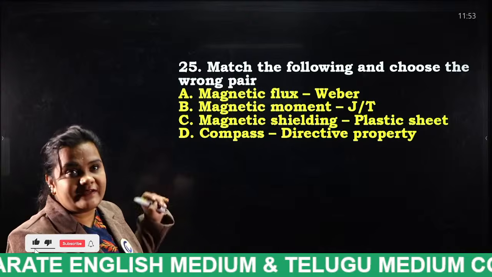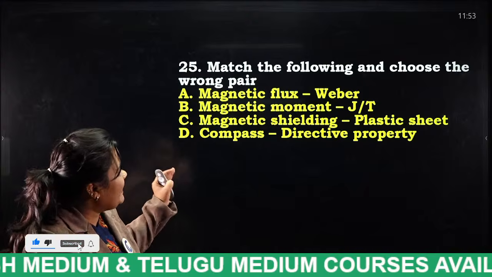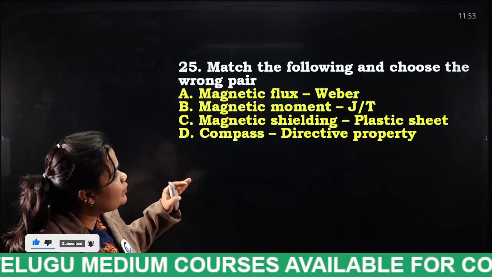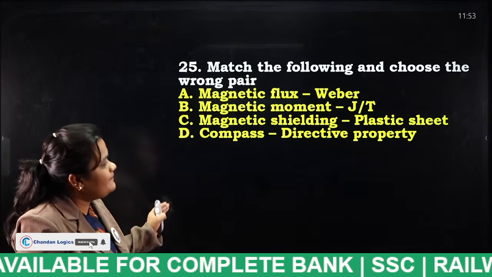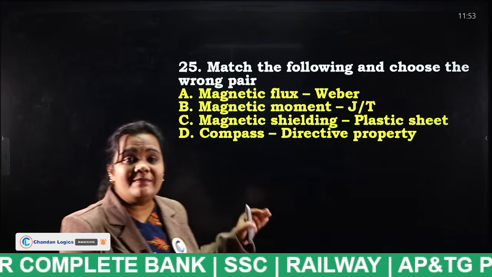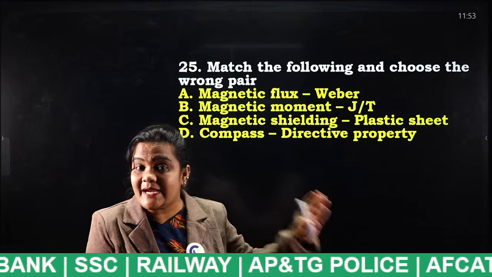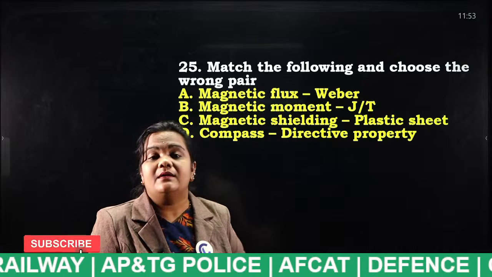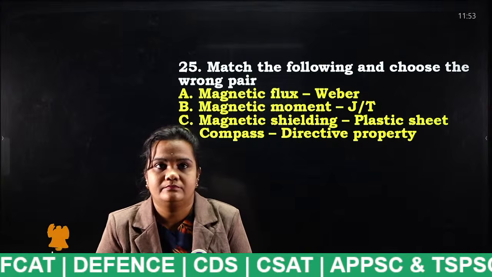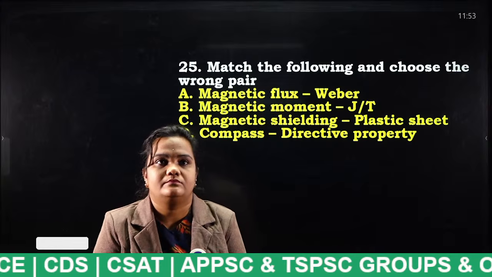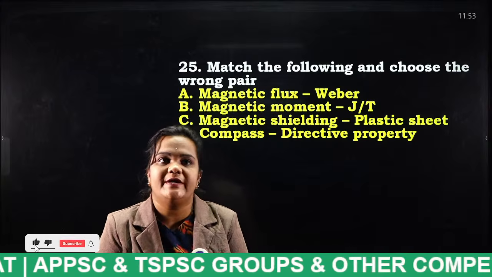Match the following and choose the wrong pair. So this is very important. Magnetic flux, Weber; magnetic moment, Joule per Tesla; magnetic shielding, plastic sheet; compass, directive property. So tell me students, identify the incorrect pair and mention the correct thing in that place. Very good students, very good.